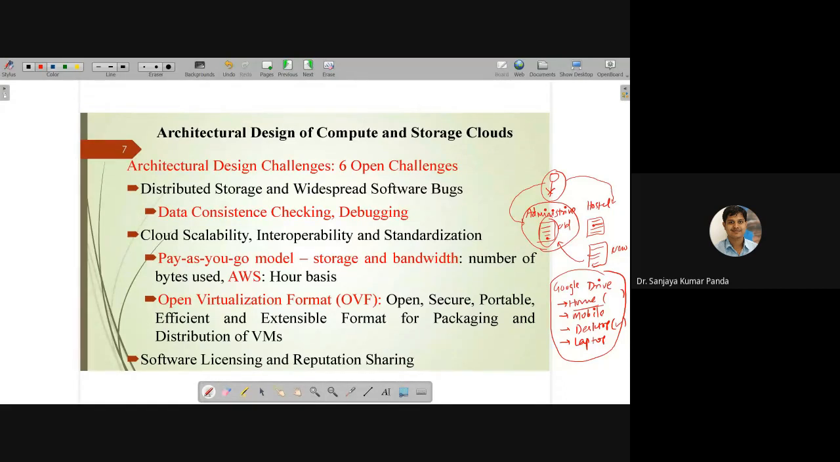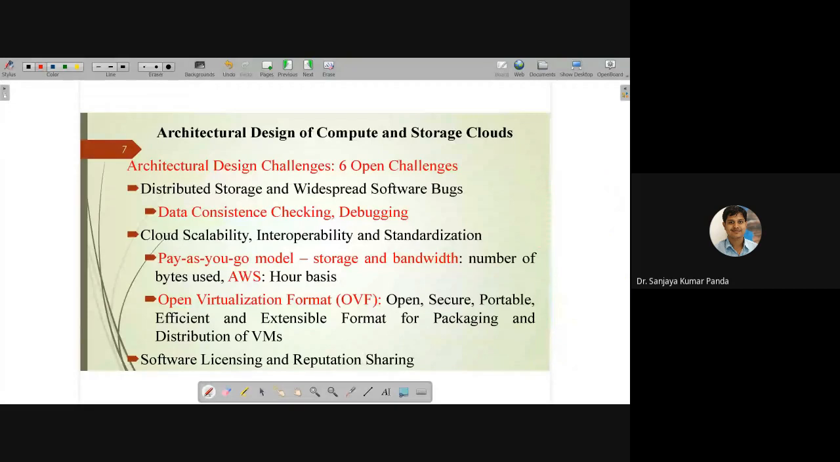There is another issue that is related to scalability, interoperability or standardization. Lack of standardization causes issues, and scalability is also an issue. Like if you go for a pay as you go model, based upon your usage, you are going to pay, whether you take storage or compute or any type of services you are opting for in Amazon S3. Based upon that you have to pay. Bandwidth says how many bytes you have used, and based upon that you pay.